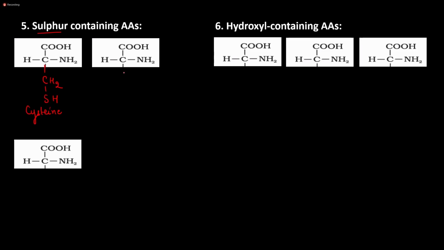Now the second sulfur containing amino acid is methionine. So its structure is CH2, CH2, S and CH3. Okay, so this is methionine. Now these 2 are standard amino acids, cysteine and methionine. Now the third amino acid is cystine.